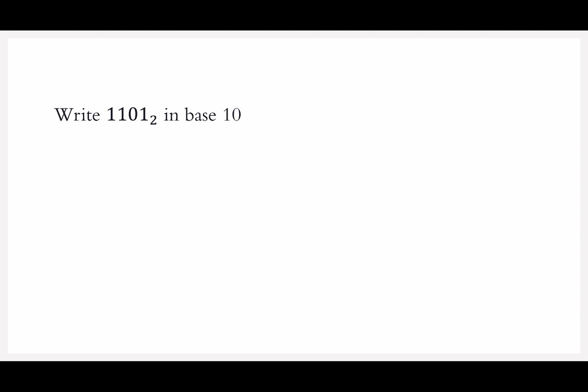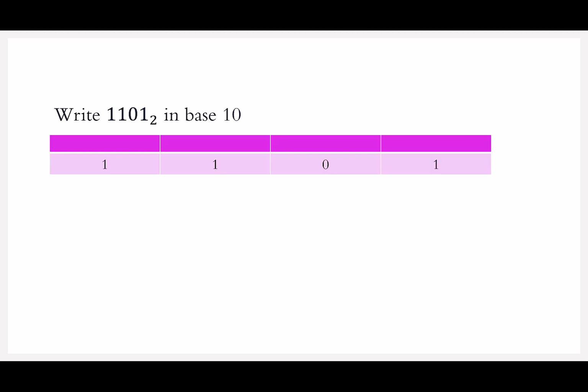So let's try writing 1, 1, 0, 1 base 2 in base 10. To start, I'm going to separate the numbers. So I have 1, 1, 0, 1. And I'm going to start on the far right and put in powers of 2. So I'm going to start with 2 to the 0. As I move to the left, I add powers of 2. So I go from 2 to the 0, 2 to the 1, 2 squared, and 2 cubed.